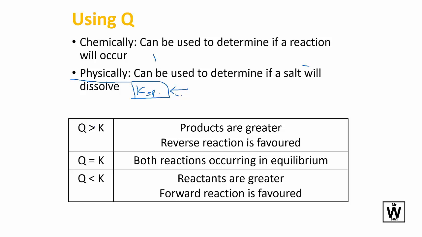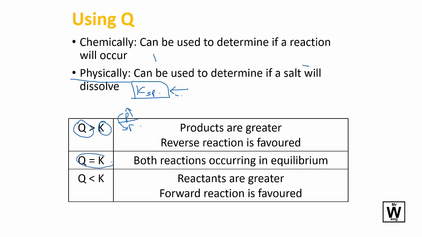And so if Q is greater than K, so you just need to know it's products over reactants. So if Q is greater than K, that means the products are too large. And so the reverse is happening. So the products are turning into reactants in order to get to the equilibrium.